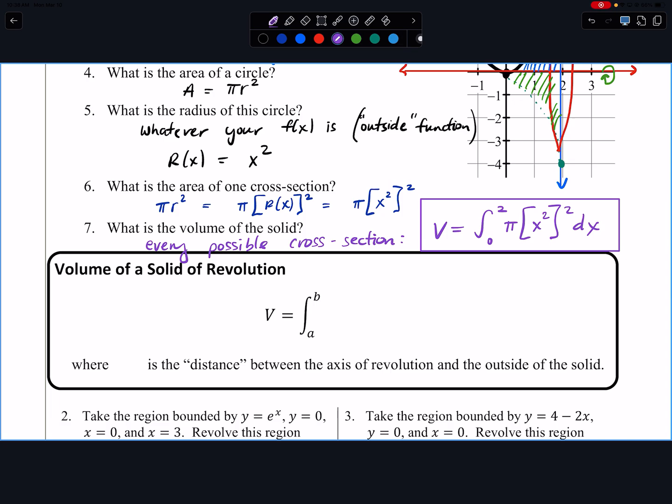All right. So in general, until tomorrow and Thursday, this is how you find the volume of the solids. The formula is going to be the integral from a to b of pi times your big radius, capital R of x, squared dx, where capital R of x is the distance between the axis of revolution and the outside of the solid.